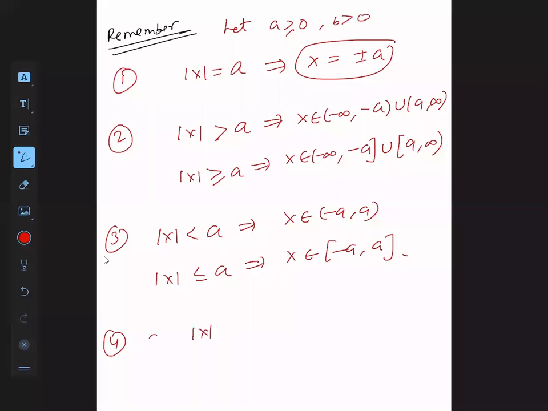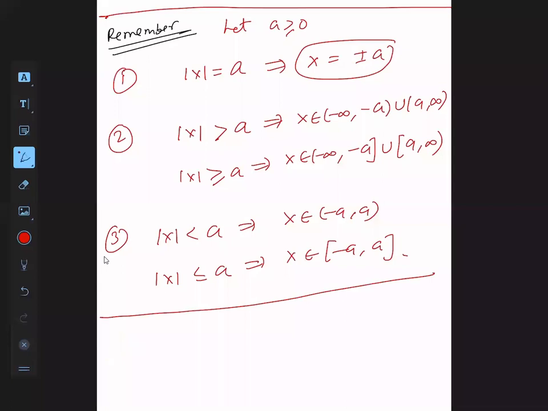Simply, if mod x lies between, you should remember only these three results. These are the three important results which you should remember while solving modulus problems. If you remember these three results, you will be able to solve all questions of modulus.